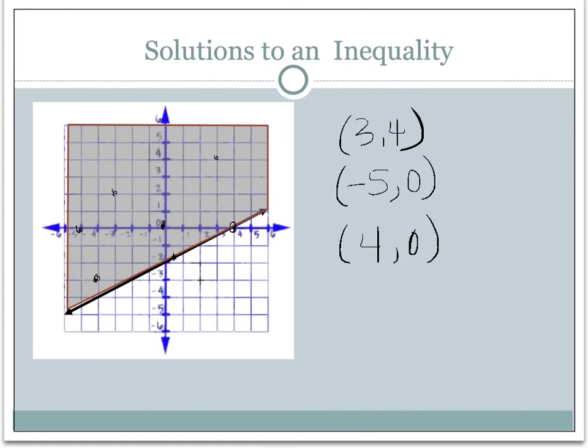So now you know how to graph inequalities. First step, make sure it gets into standard form. Second step, find your slope and your y-intercept, plot them on your graph. And the third step is to decide if it's a dashed or solid line, and then decide which side of the line you need to shade on.